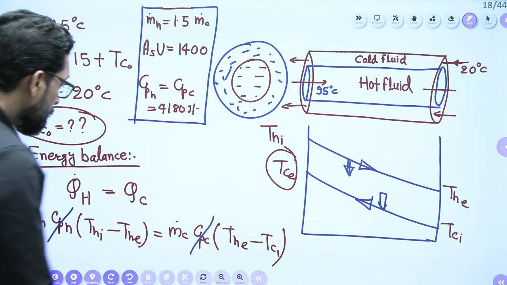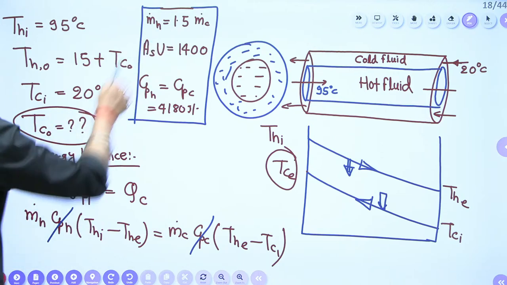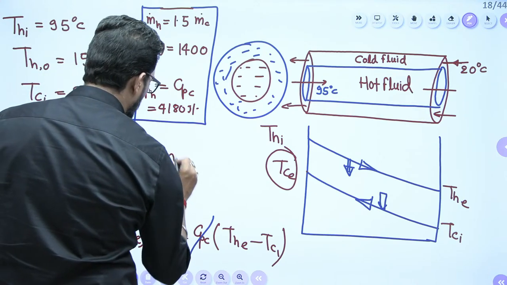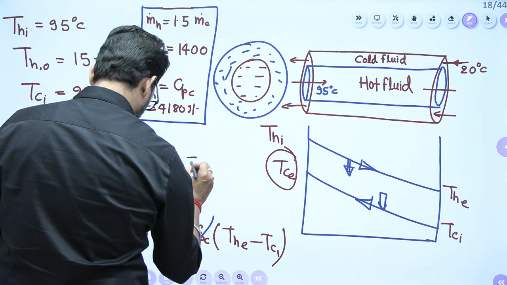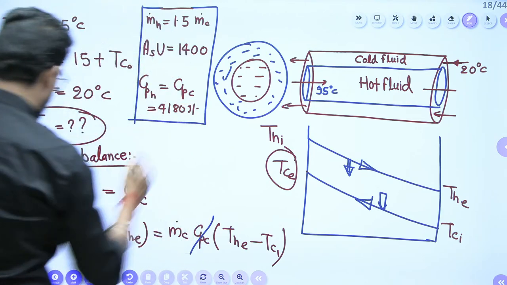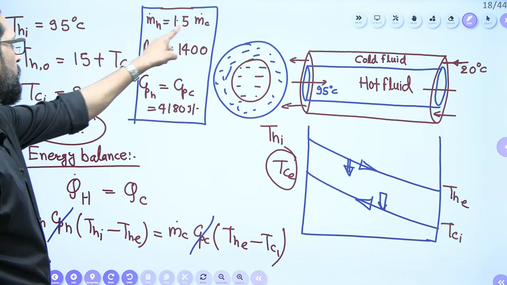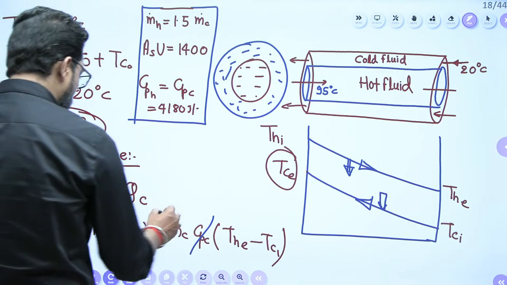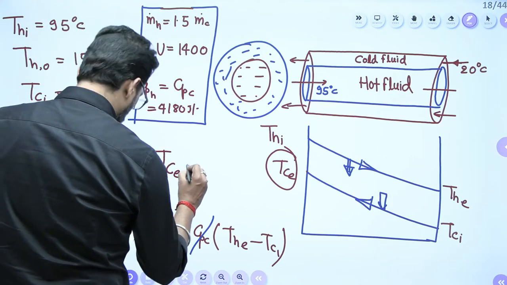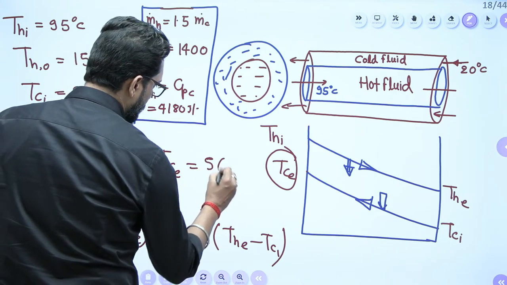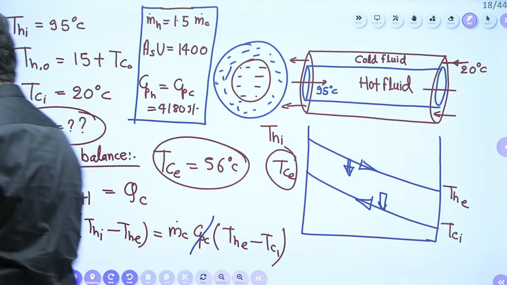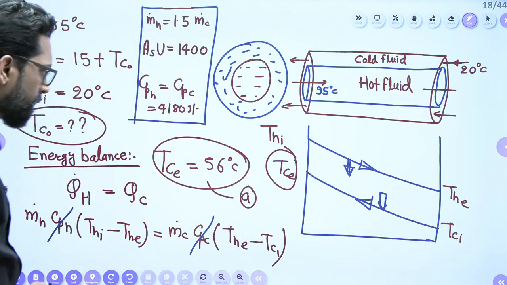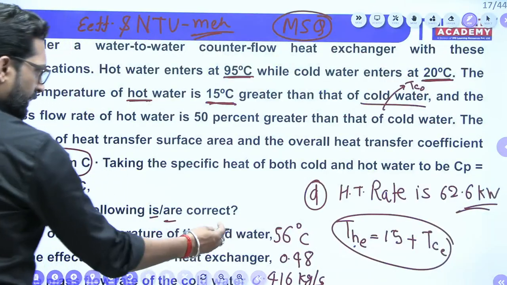Okay. Now, in place of the mass flow rate of the hot fluid, we put 1.5 times that of the cold fluid, and we find the mass flow rate of the cold fluid. The mass flow rate of cold fluid will cancel on both sides, so it is 1.5. Now we can find the cold fluid exit temperature. So the cold fluid exit temperature is 56 degrees centigrade. So option A is correct. No problem at all.